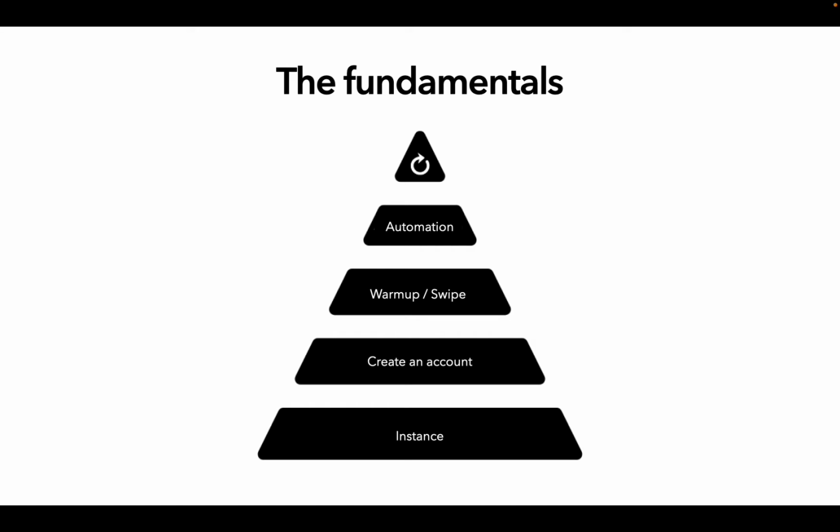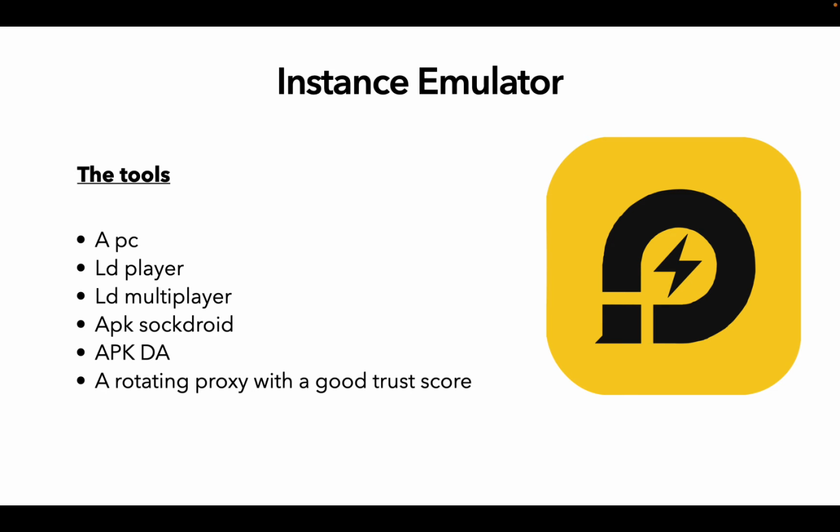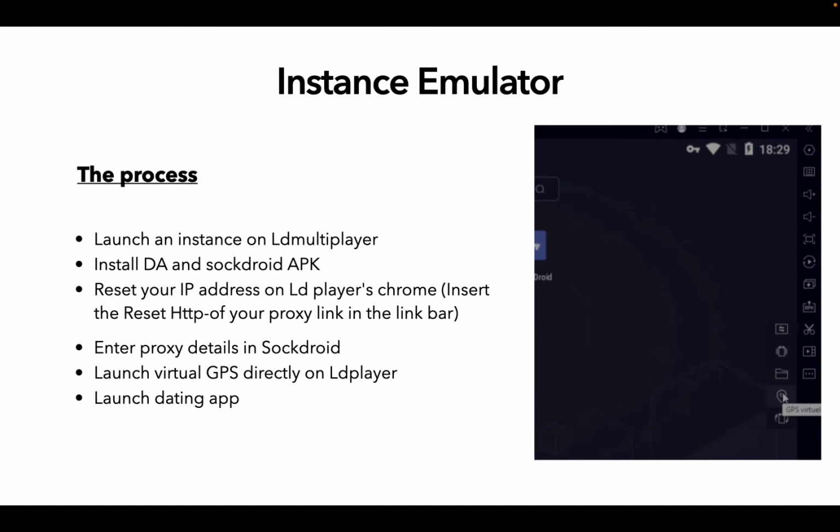So in terms of the emulator instance, in terms of tools, you'll need a PC. You're going to install LD Player, which is an excellent emulator offering a number of options and functions not available in other emulators. When you launch LD Player, you'll be able to access LD Multiplayer. You'll need to install the SockDroid APK. The APK is linked to the dating apps you want and a rotating proxy with an excellent trust score. In terms of process, you're going to launch an instance on LD Multiplayer. You'll then install the dating app you want and SockDroid as an APK directly on Google Chrome, which you'll find on the emulator.